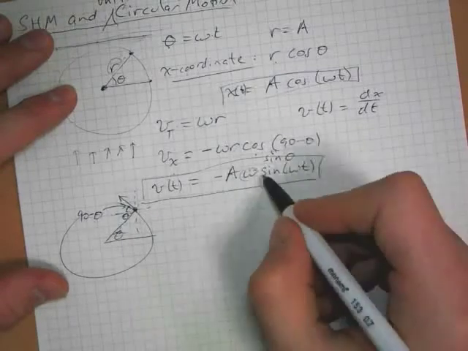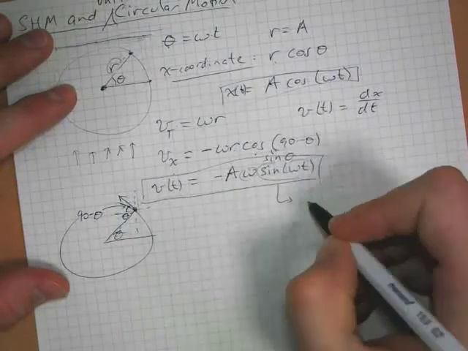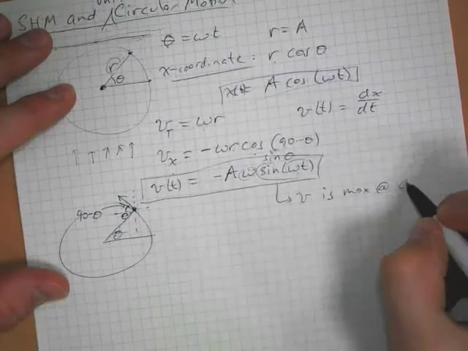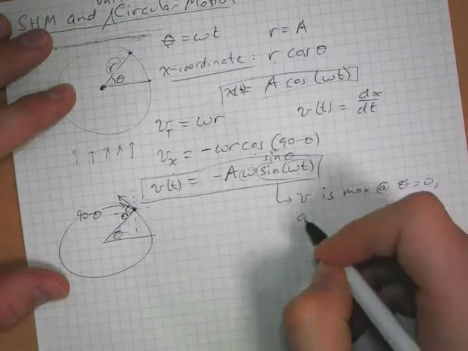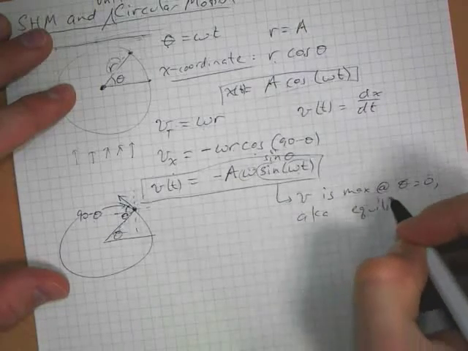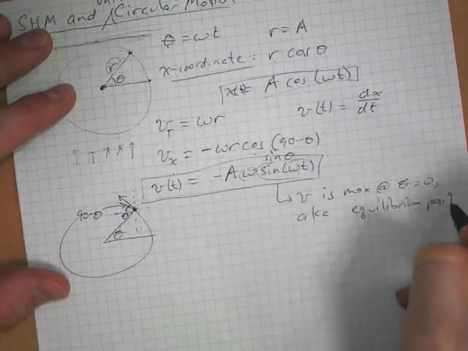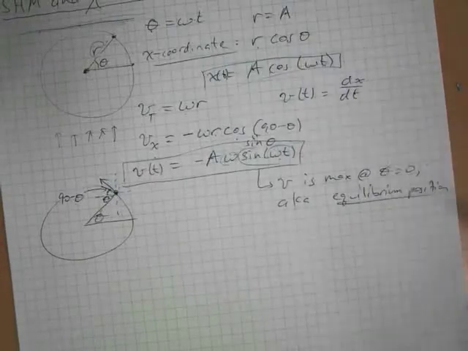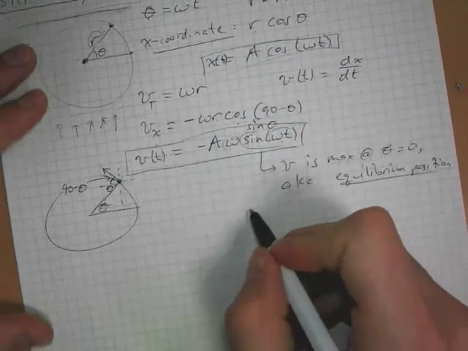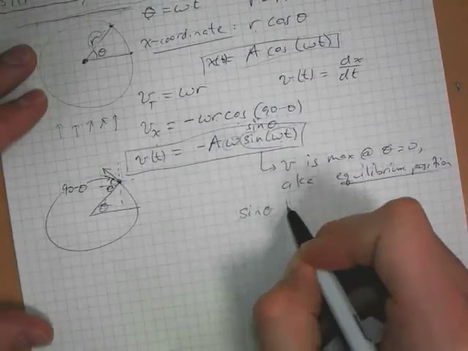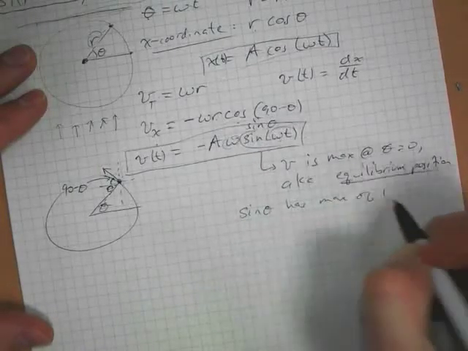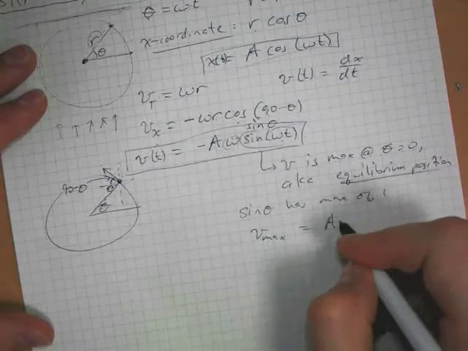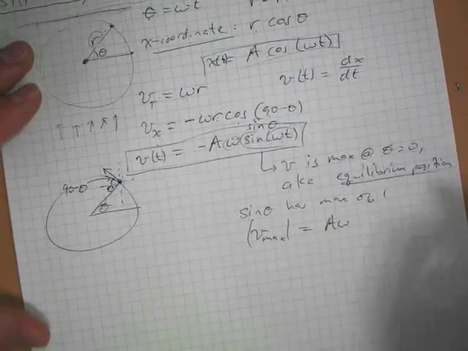The fact that it's a sine shows us something. It tells us that velocity is maximum at theta equals 0, also known as our equilibrium position, which we know from doing some conservation of energy stuff with springs in the past. And since the sine has a maximum of 1, we know that the magnitude of the maximum velocity is just A omega.